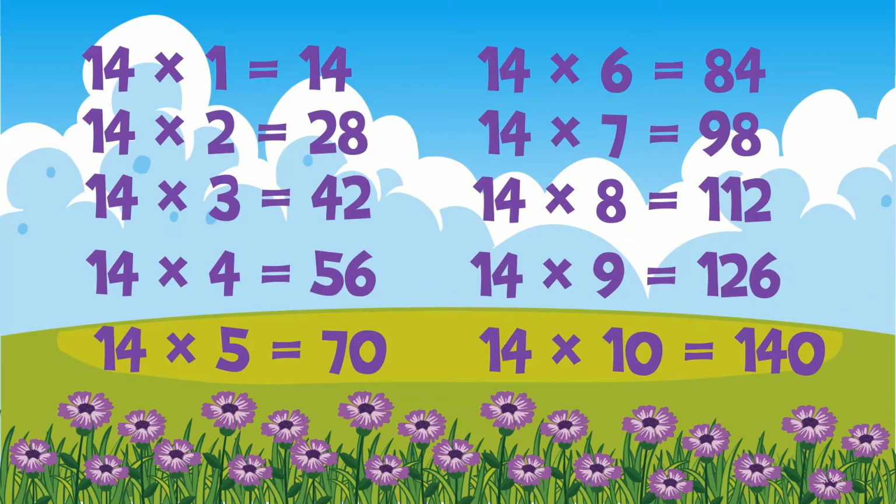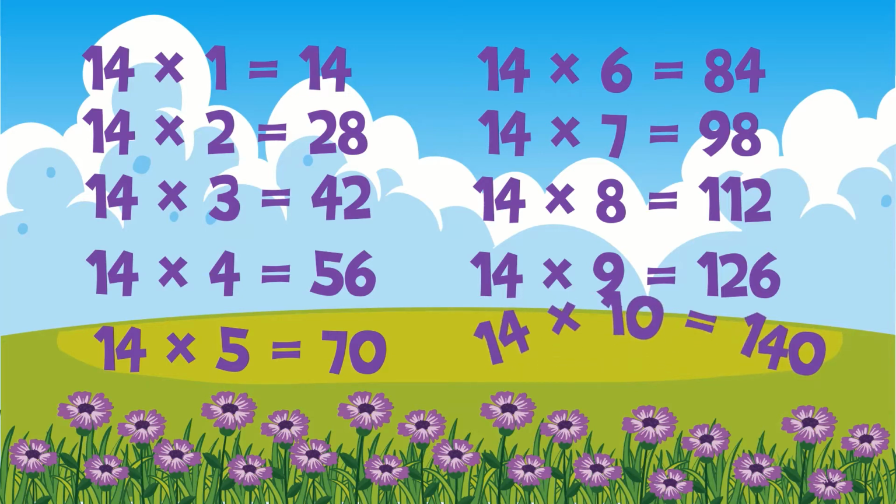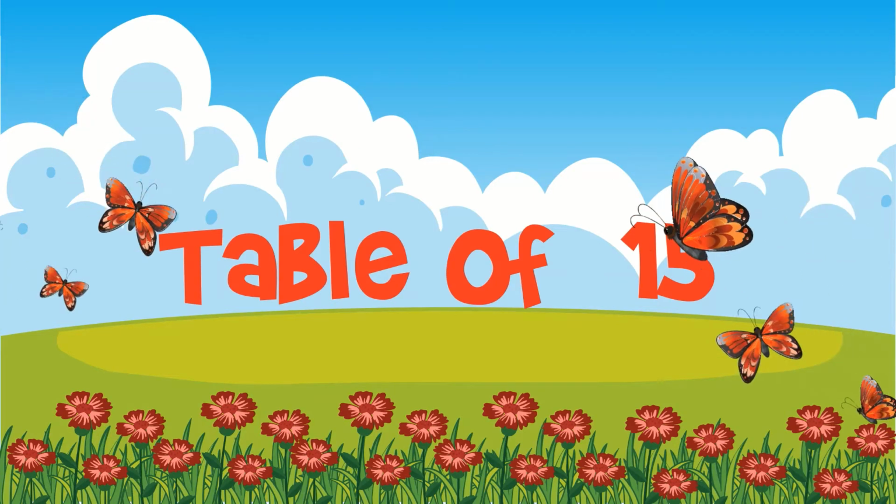Kids, repeat after me. 14 ones are 14. 14 twos are 28. 14 threes are 42. 14 fours are 56. 14 fives are 70. 14 sixes are 84. 14 sevens are 98. 14 eights are 112. 14 nines are 126. 14 tens are 140. Now learn table of 15.